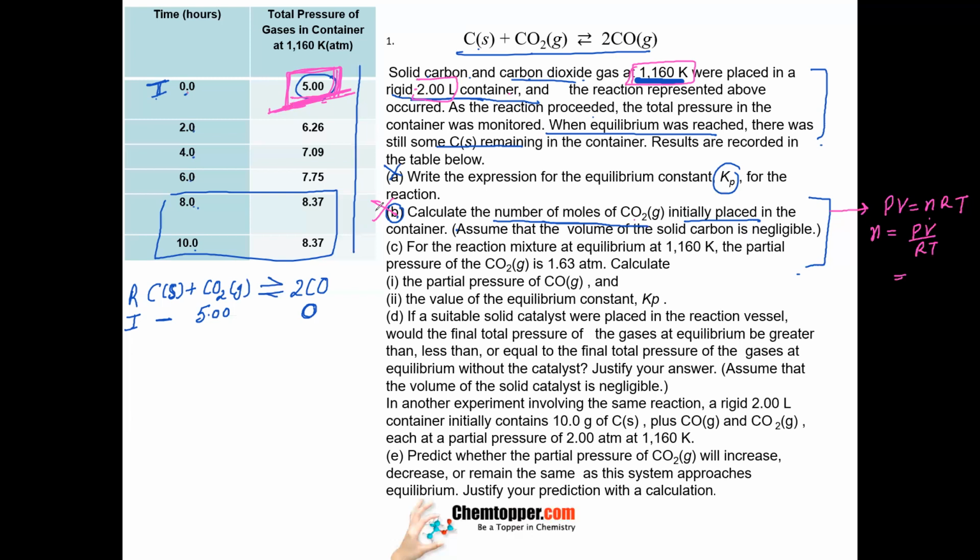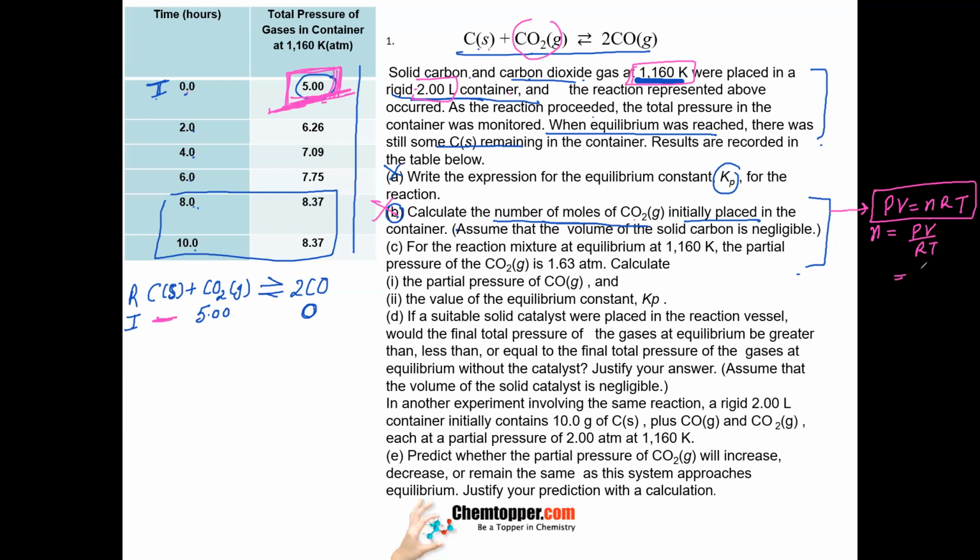We cannot do the B question if we are unable to understand that initially there was only CO2, the rest all were 0. Solid, put a dash there. We are not interested in it. So after knowing that, I know the pressure, I know the volume, I know the temperature, I know the ideal gas equation. It will be given to you also.